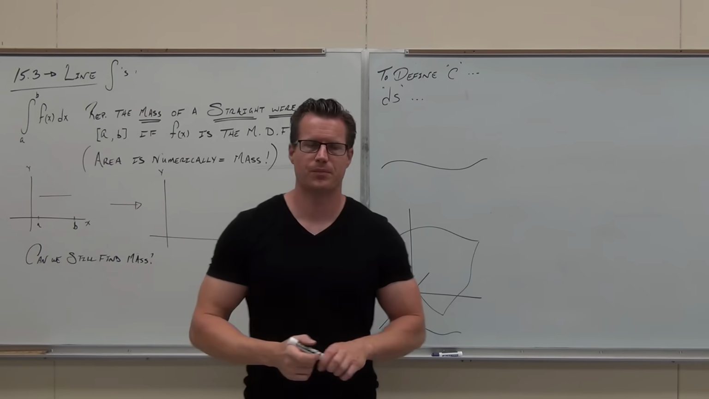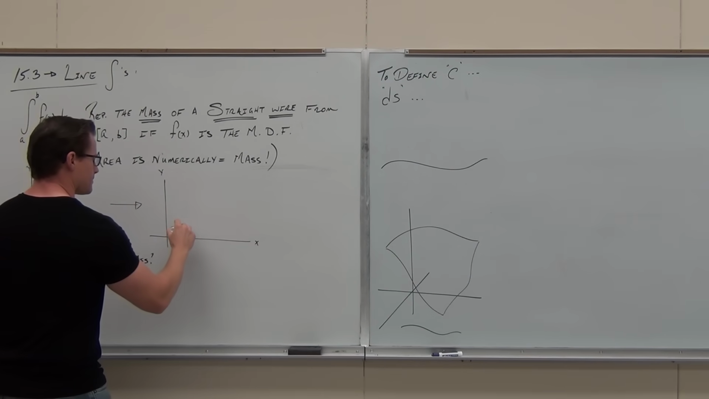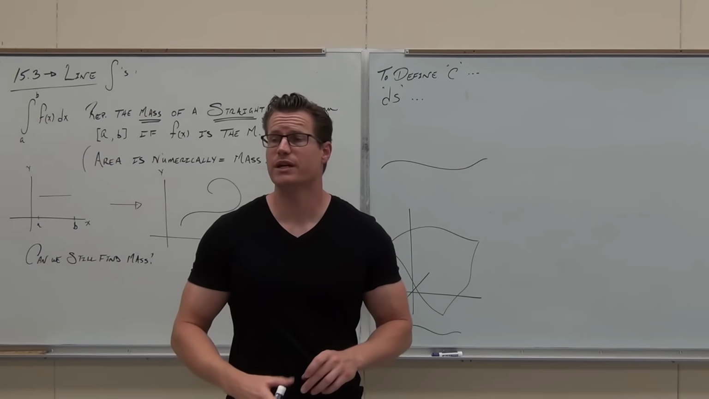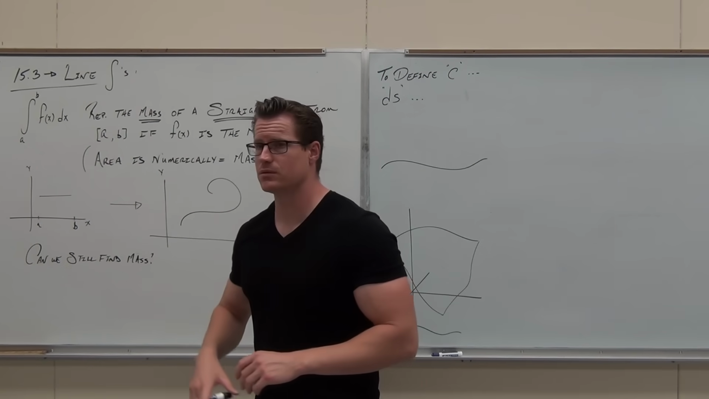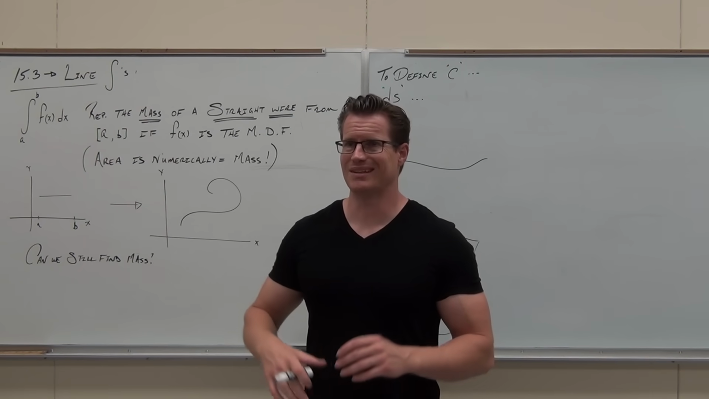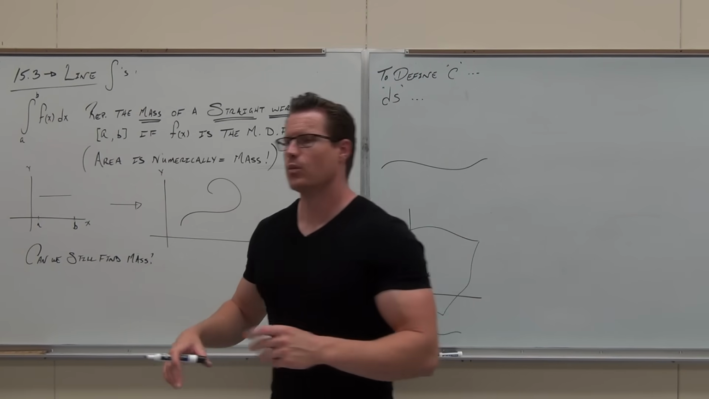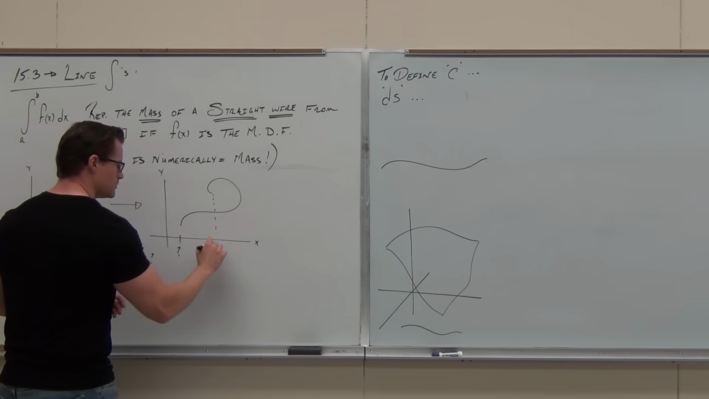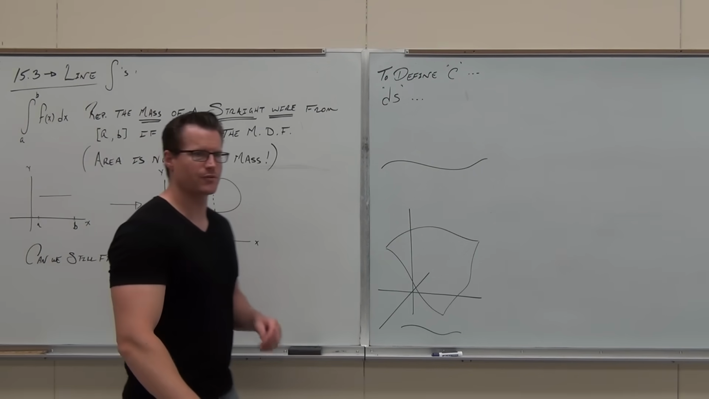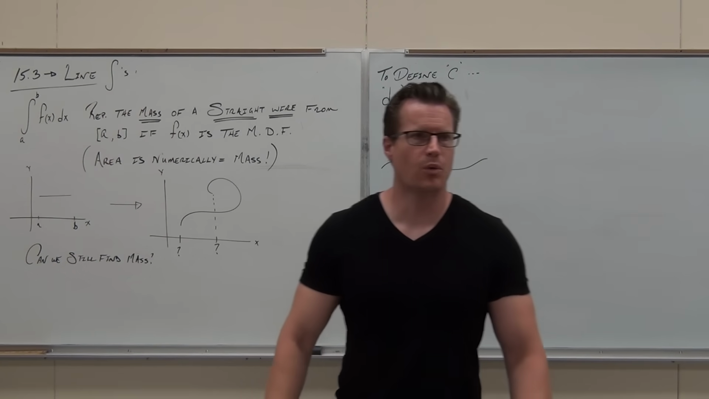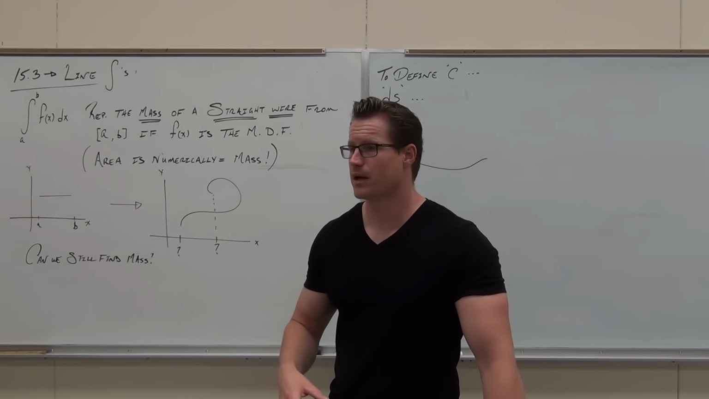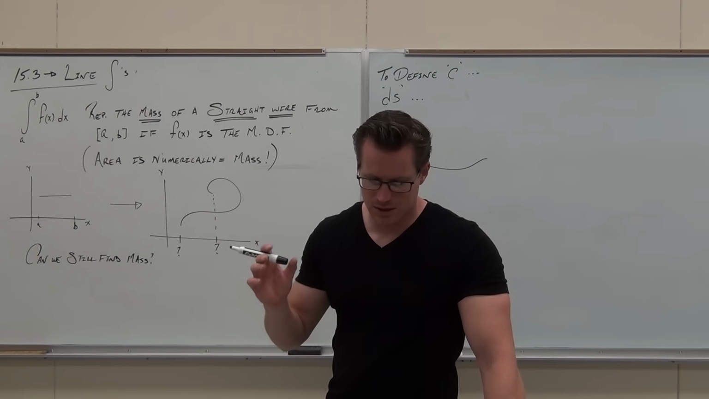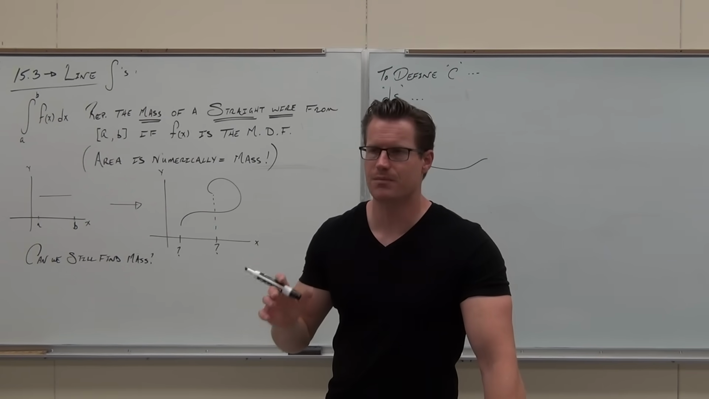Here's the question. What if the wire's not straight anymore? Because that only worked for the straight wire, or something that's at least a function. What if it's not? Where do we start? Where do we stop? And we don't have a good answer for that. Because number one, it's not a function. Number two, it's not straight. We still would have a mass density function. So the question becomes, can we still find the mass?